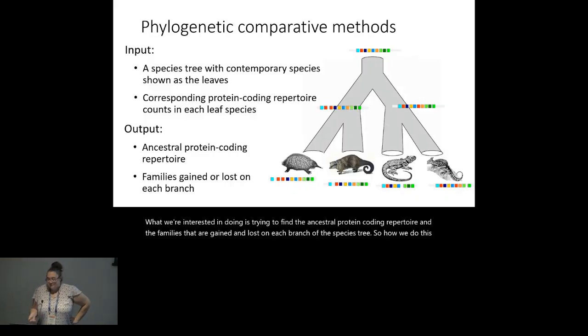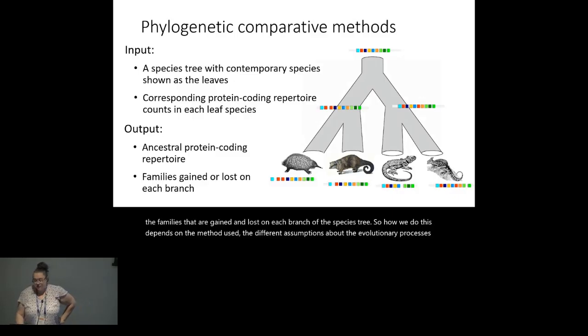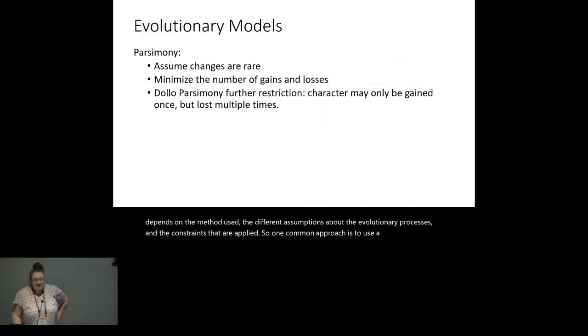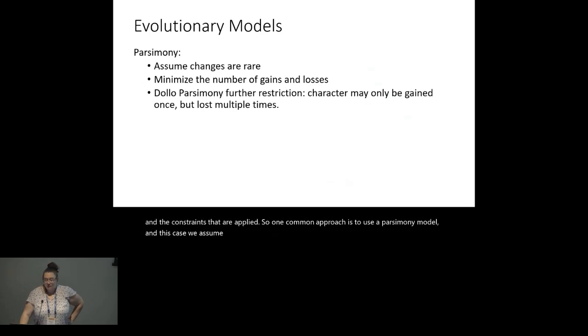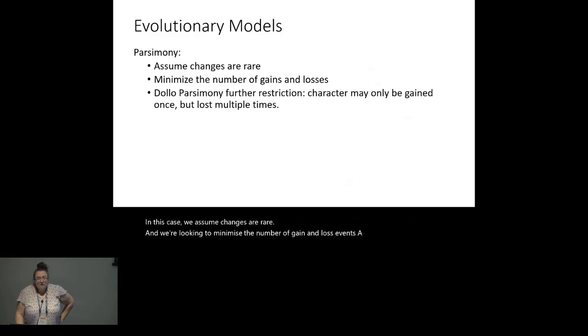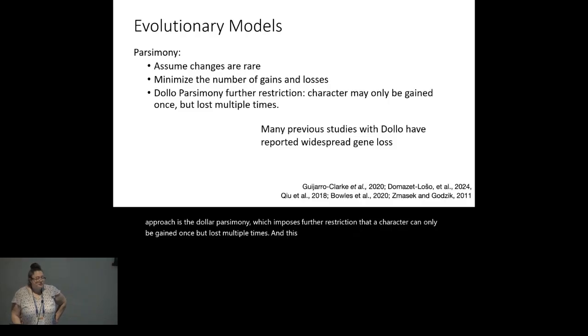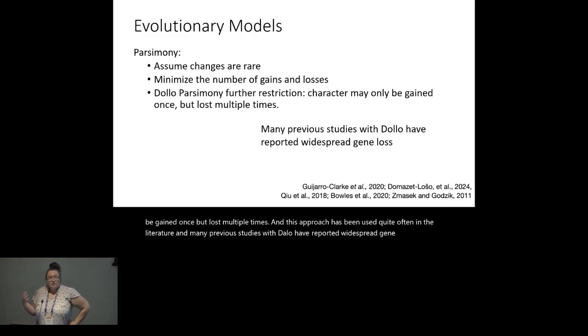So how we do this depends on the method used, the different assumptions about the evolutionary processes, and the constraints that are applied. One common approach is to use a parsimony model. In this case, we assume changes are rare, and we're looking to minimize the number of gain and loss events. A popular parsimony approach is the Dollo parsimony, which imposes a further restriction that a character can only be gained once but lost multiple times. This approach has been used quite often in the literature, and many previous studies with Dollo have reported widespread gene loss and streamlining in genomes.